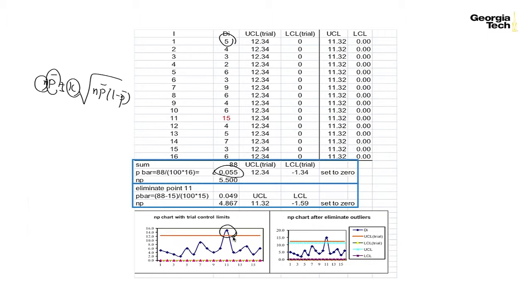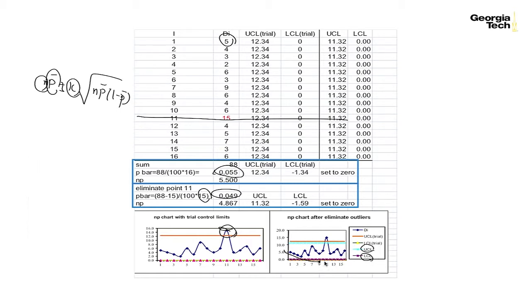It seems that one point is out of control. We find the root cause, we take corrective action, we remove this point, we recalculate. So we remove this point and recalculate P bar. As you can see, now we have only 15 because we removed one of them. This new P bar is smaller, so that's why the revised control limit is tighter. This is the revised control limit for LCL and UCL.